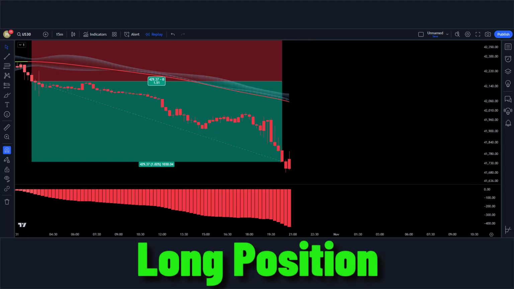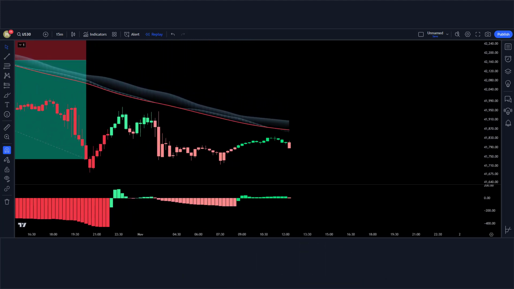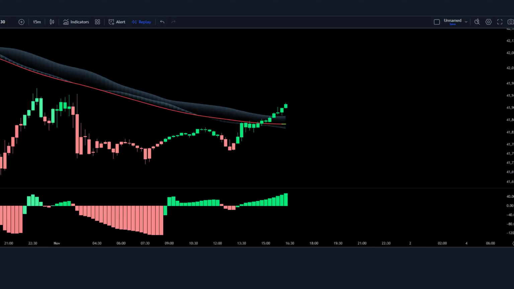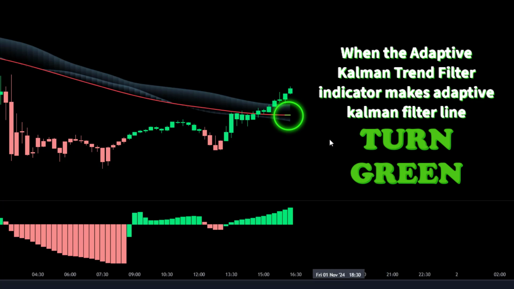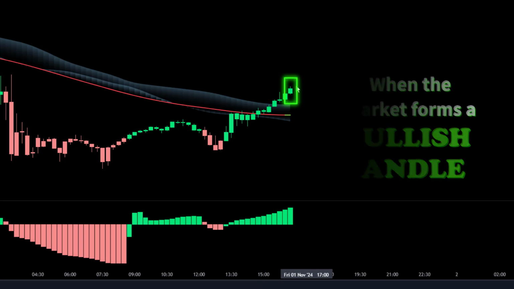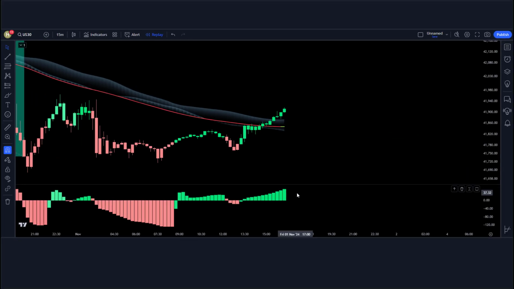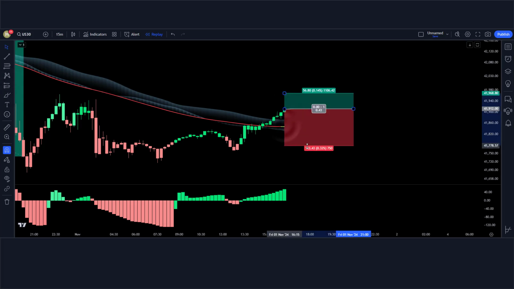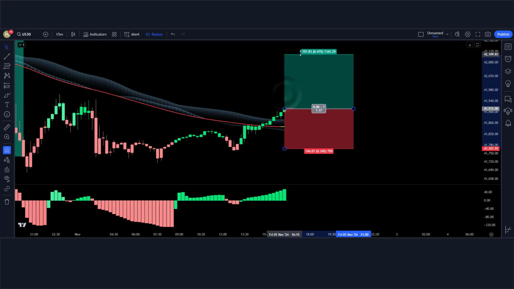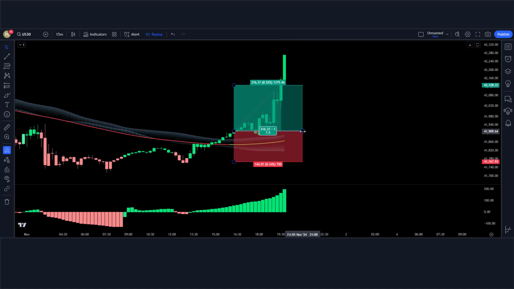Now let us understand the long position. When the adaptive Kalman trend filter indicator makes the adaptive Kalman filter line turn green, when the market has formed a bullish candle, and when the trend speed analyzer indicator creates a bullish histogram, if this condition is fulfilled, then we will place a buy order. Our stop loss will be placed at the current market lower level, and the risk to reward ratio will be 1:1.5. The market has completely hit the target.